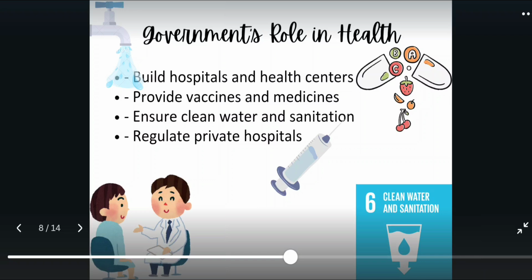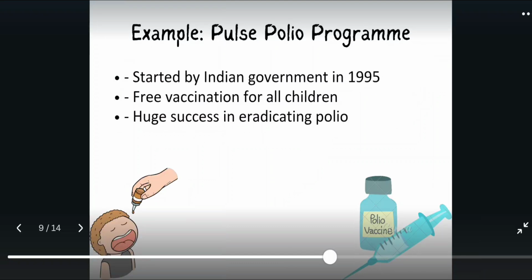Ensure clean water and sanitation. So not just clean water, but sanitation is important as well, and regulate private hospitals. And one of our SDG goals is clean water and sanitation. So I think that is a must when it comes to health, isn't it?